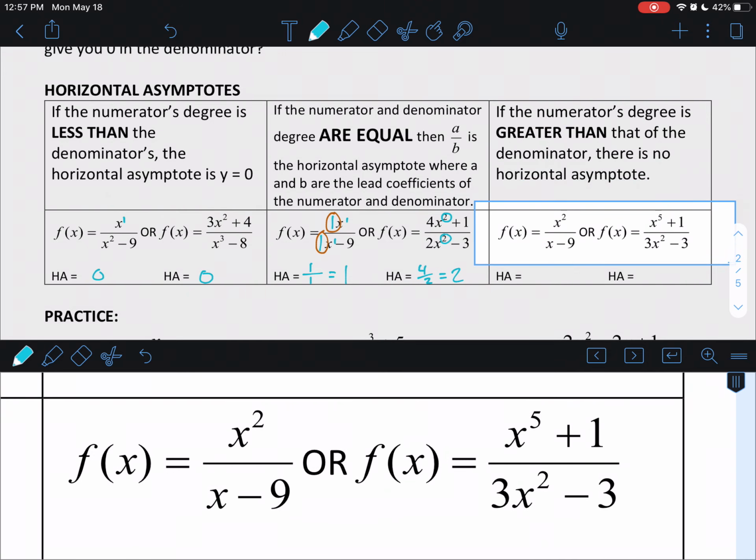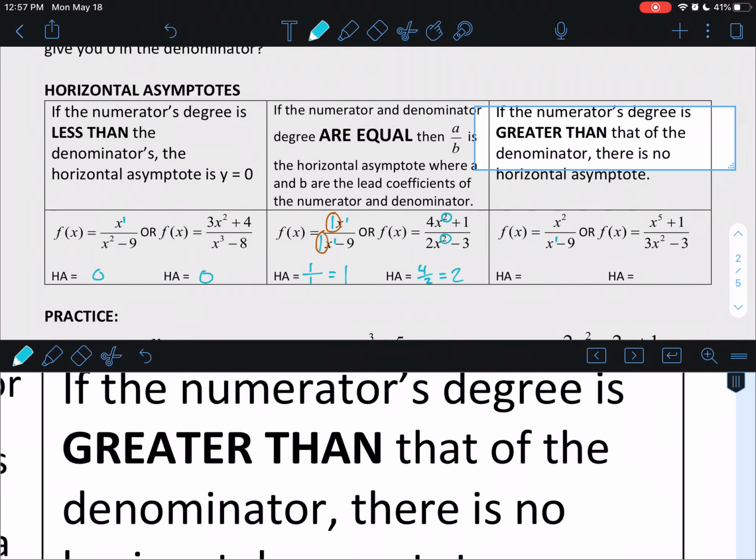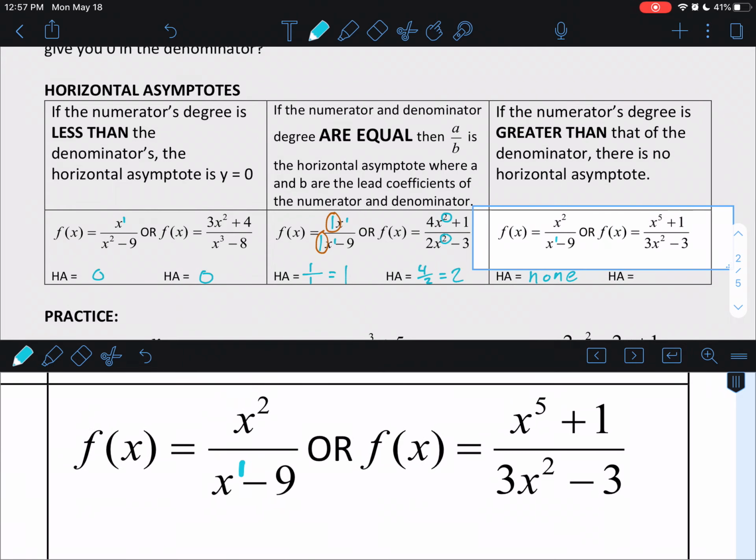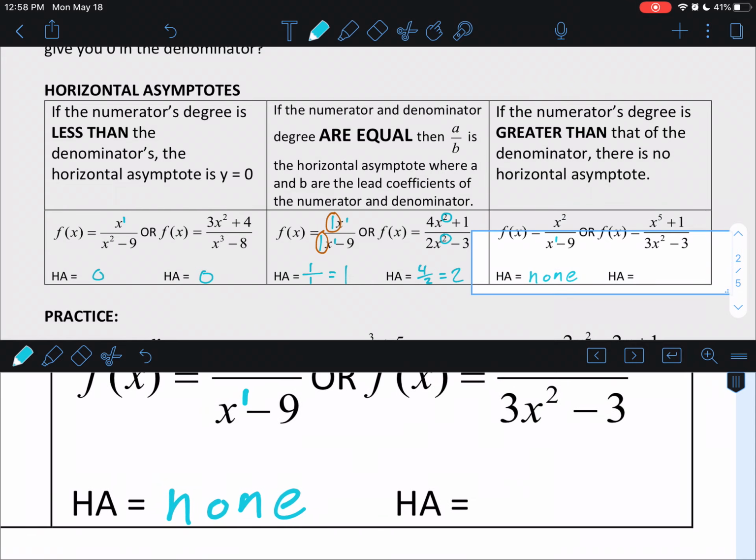So here, our first example, we have f of x equals x squared over x minus 9. So that's x to the first. Since 2 is greater than 1, there is no horizontal asymptote. And same here, we have x to the fifth over 3x squared. The 5 is greater than the 2, therefore no horizontal asymptote.